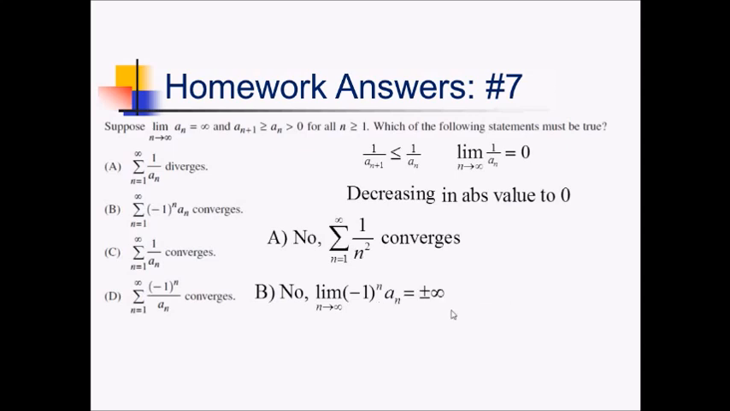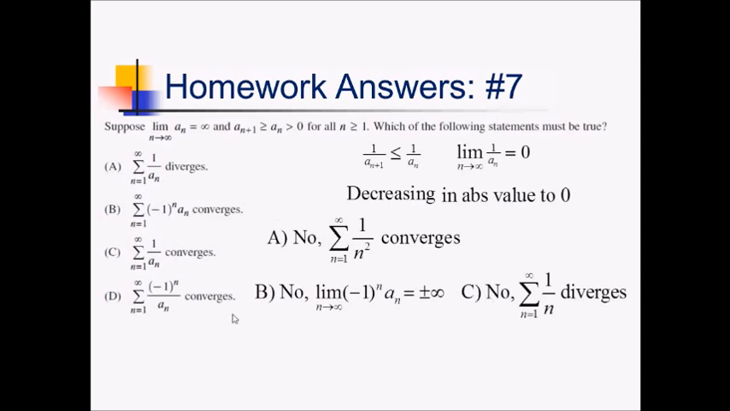So that's going to fail by the nth term test. Okay, choice C, 1 over a sub n converges. Well, we can find an easy counterexample there. 1 over n, the limit would be 0, but 1 over n diverges. The harmonic series diverges. So we can actually eliminate choices A, B, and C pretty quickly.